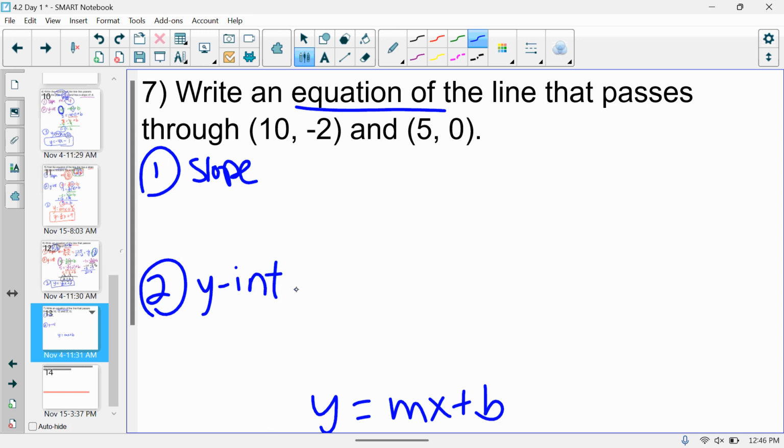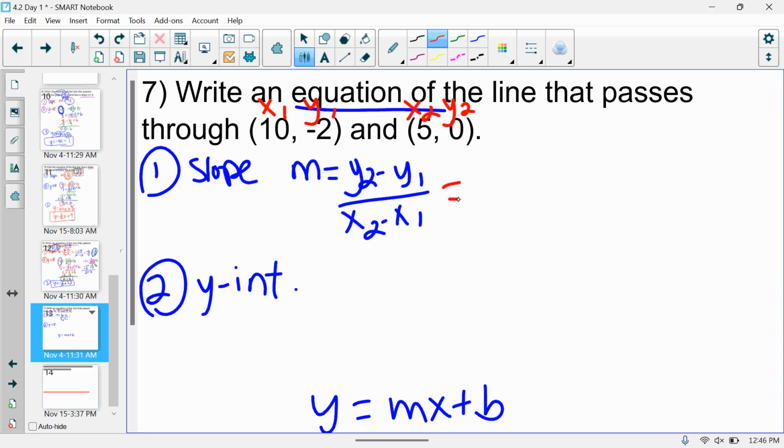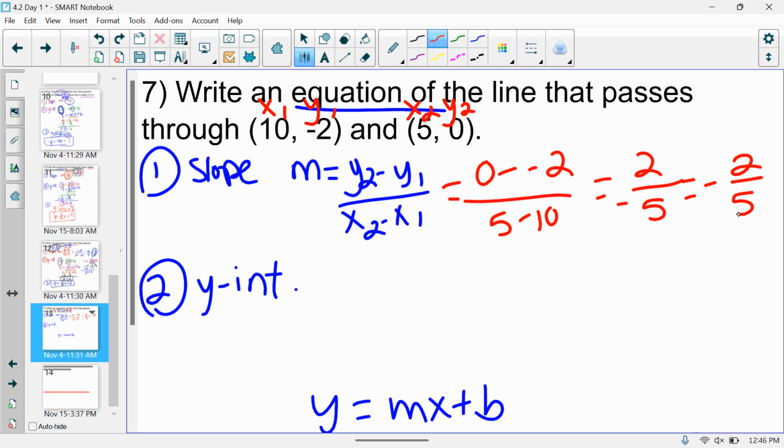We definitely don't know the slope, so we have to do the formula y2 minus y1 over x2 minus x1. I'm going to fill in my coordinates here: 0 minus negative 2 over 5 minus 10. That's like 0 plus 2 over negative 5, so negative 2/5. I know that is my slope, right?